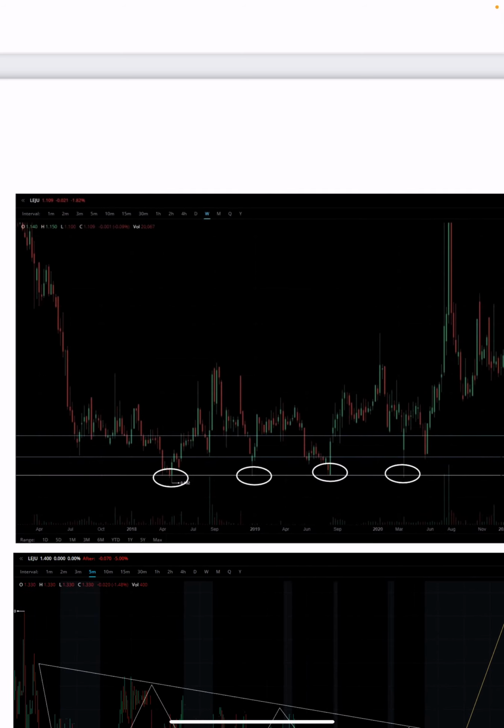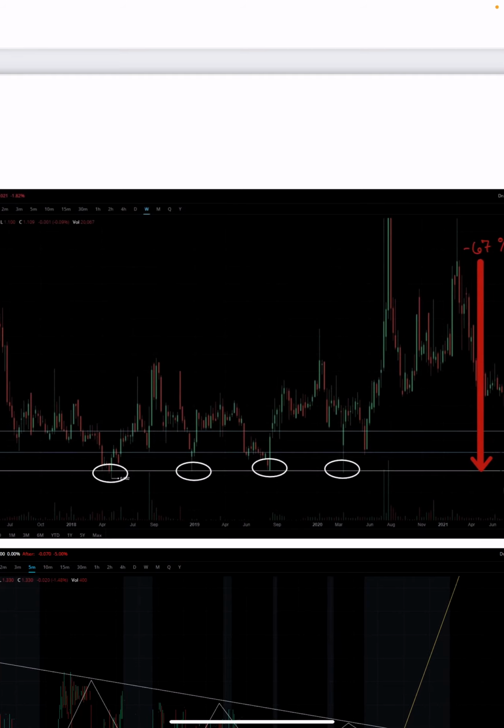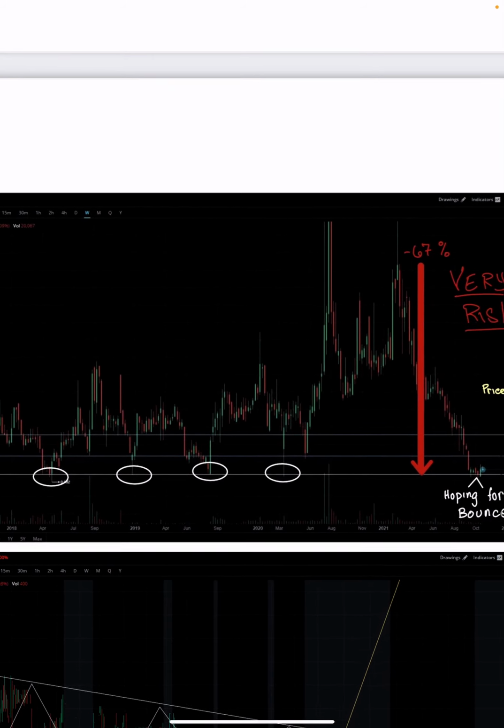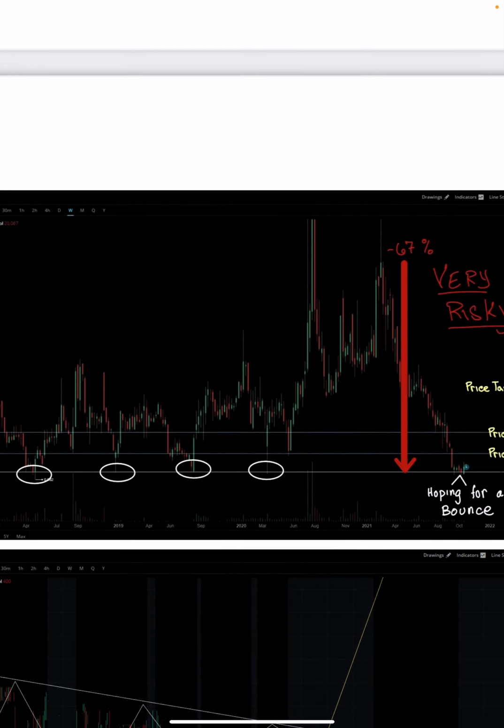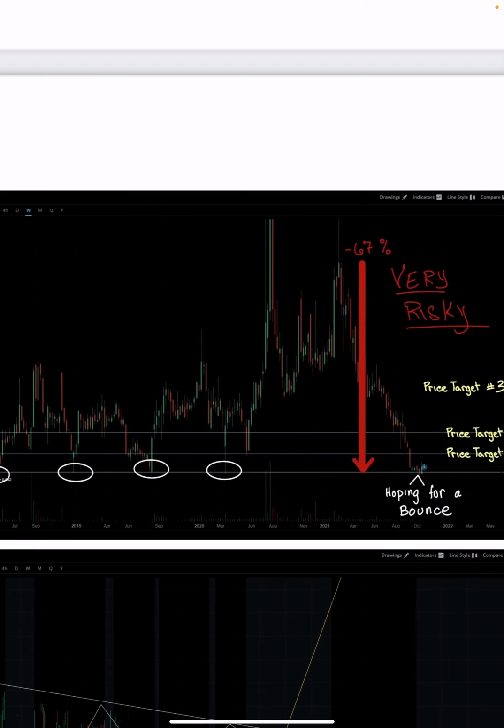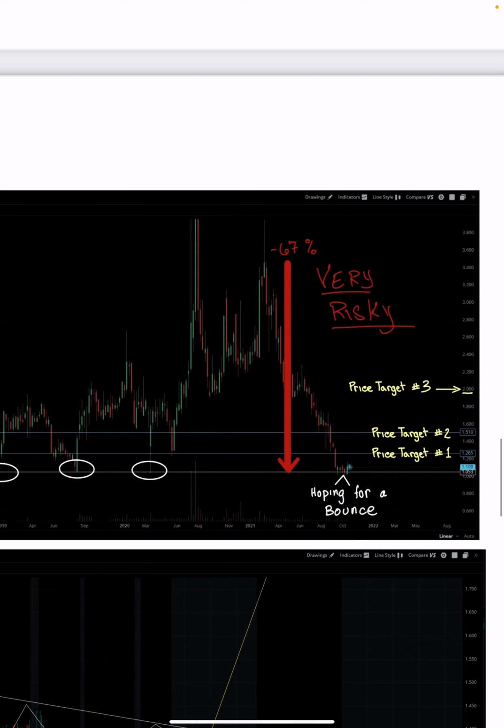You can see this is the reversal. As soon as it hits that $1 bottom line in April of 2018, I circled it. It bounces right back up. Again, at the end of 2019, it hits, bounces right back up. Again, in September of 2019, end of the year, bounces right back up. March of 2020, it bounces right back up.